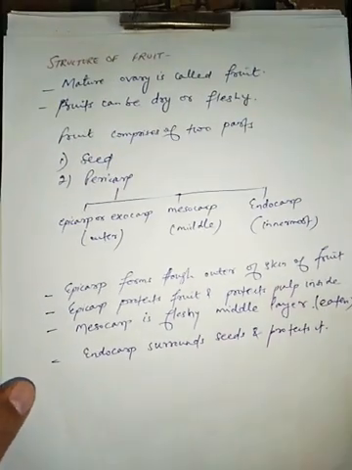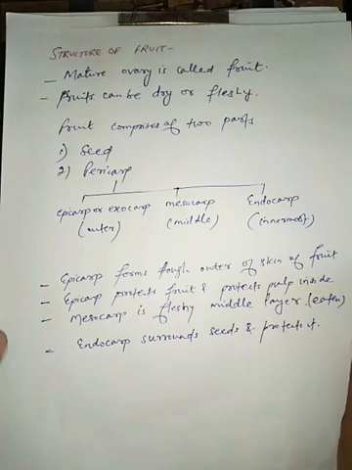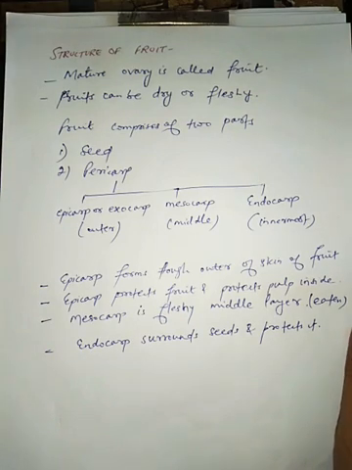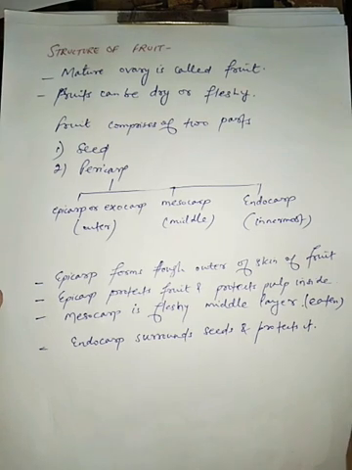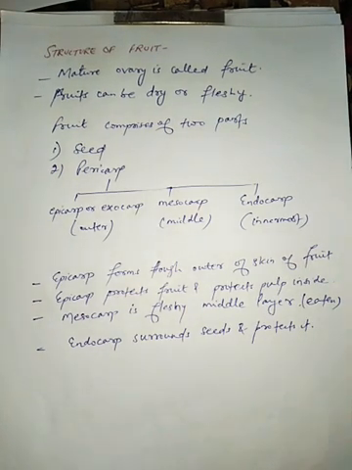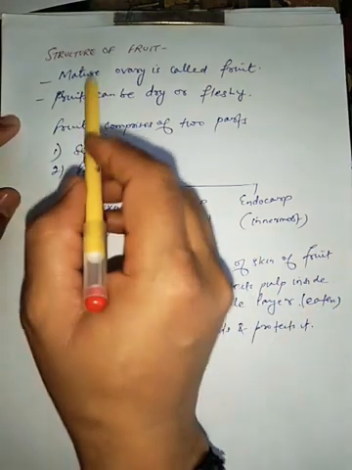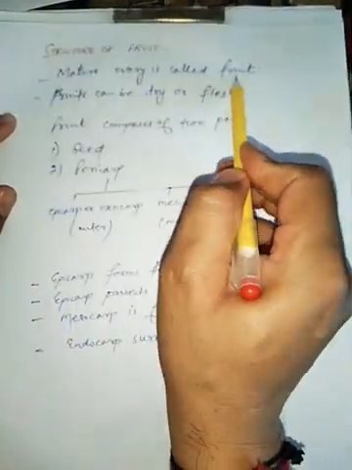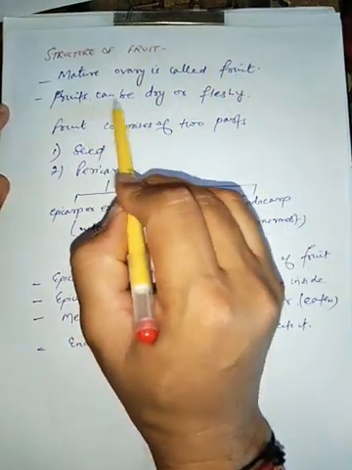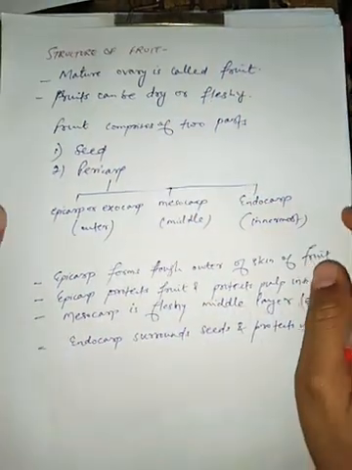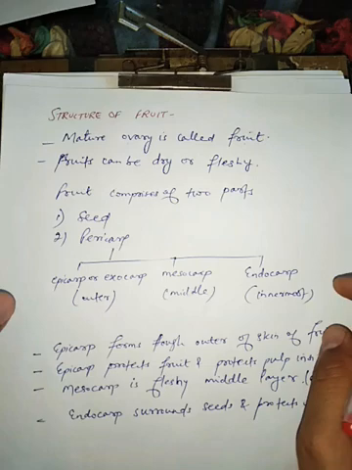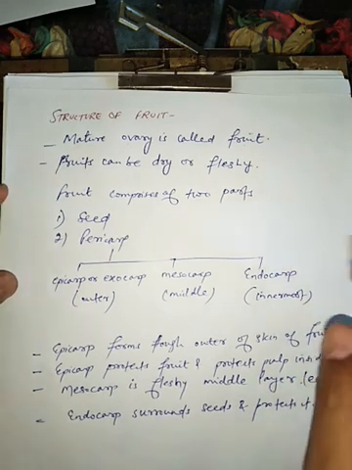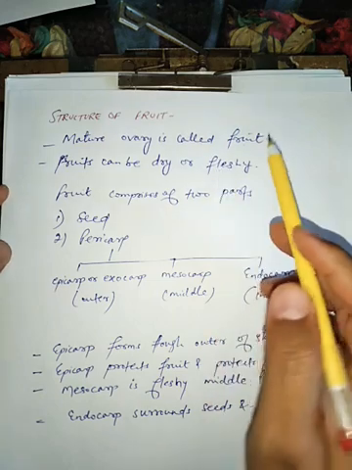See students, next topic is structure of fruit. Now you can see what is fruit. Already during the fertilization topic I have told you that fruit is a matured or ripened ovary. So a mature ovary is called fruit. Fruits can be dry or fleshy, means the fruits which you eat can be dry, that is nut, you have seen nuts, you have eaten nuts, these are dry fruits, or it can be fleshy in the case of apple.